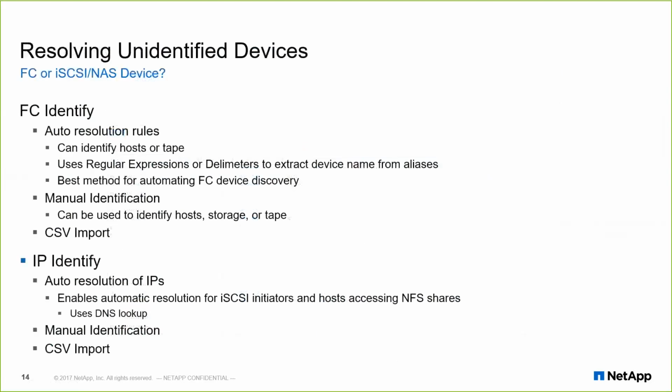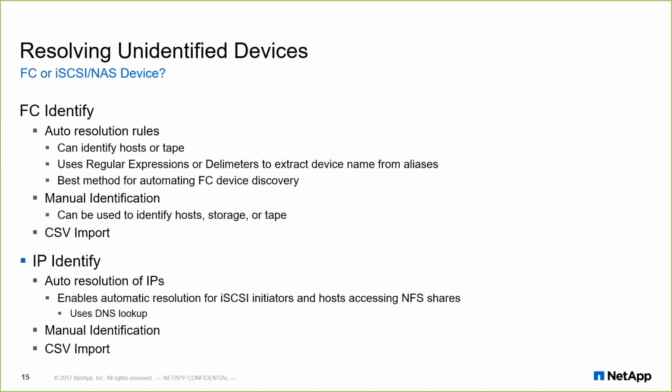Okay, so how do we resolve these? This is the most important part, right? We've gone through, we've got an idea of what's missing in our environment. Now we need to get these things identified and resolved, so we have that end-to-end view. You're going to see it's a very different process depending on if we're using FC identify or IP identify, whether we're trying to find those Fiber Channel devices or IP devices.